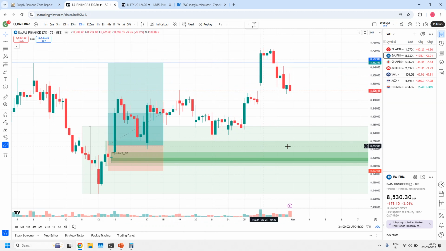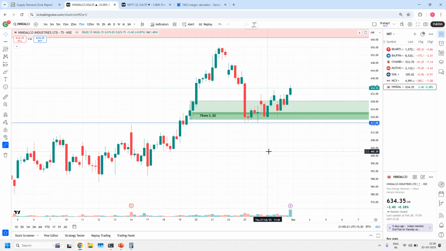Okay, fine. And this is also a high liquidity zone, a 75 minutes high liquidity zone, and also a high probability zone, this one. We identified Bajaj Finance, Chambal Fertilizers, Bharti Airtel. These are all high probability trade setups. Okay. Next, what about the next one?